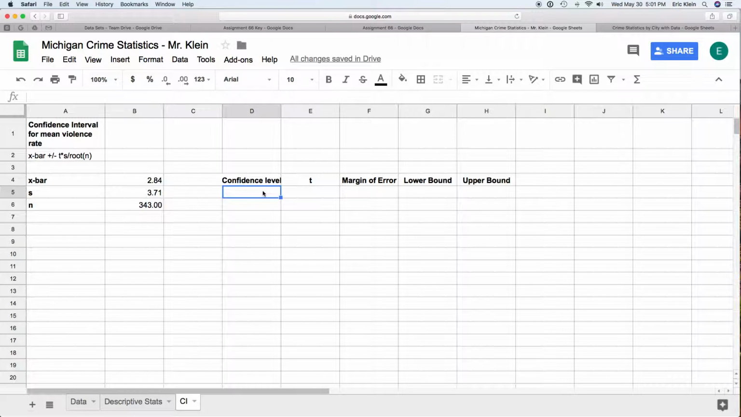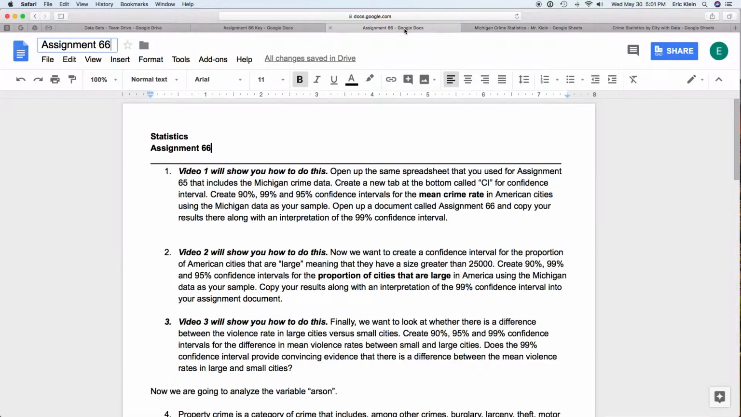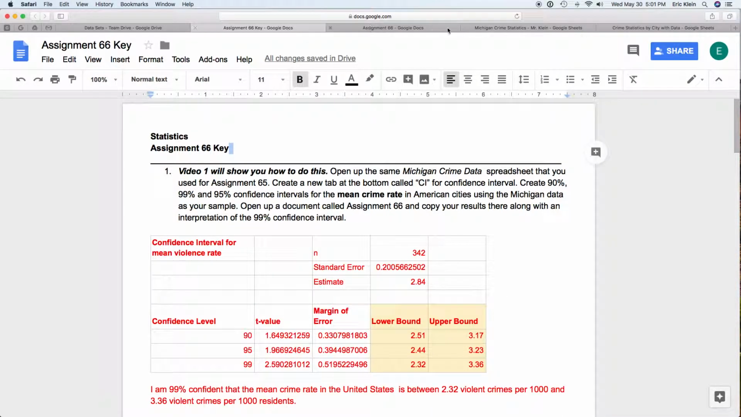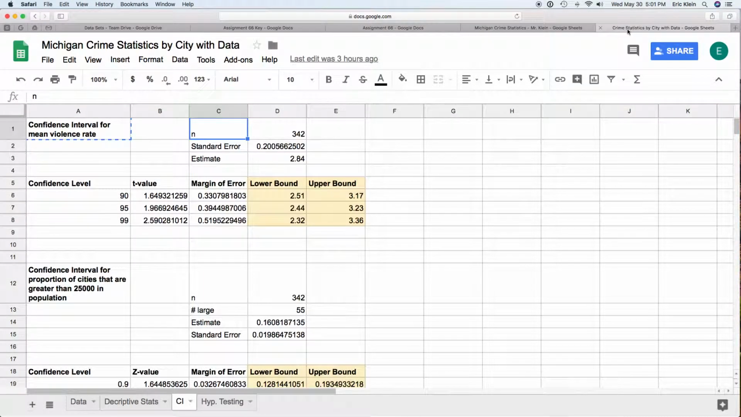The next thing that we're going to do is construct three different confidence intervals: a 90%, a 95%, a 99%. Note the decimal places. Right here for t, what we have to do, I'm going to show you the formula on another page. If I can find the other page.